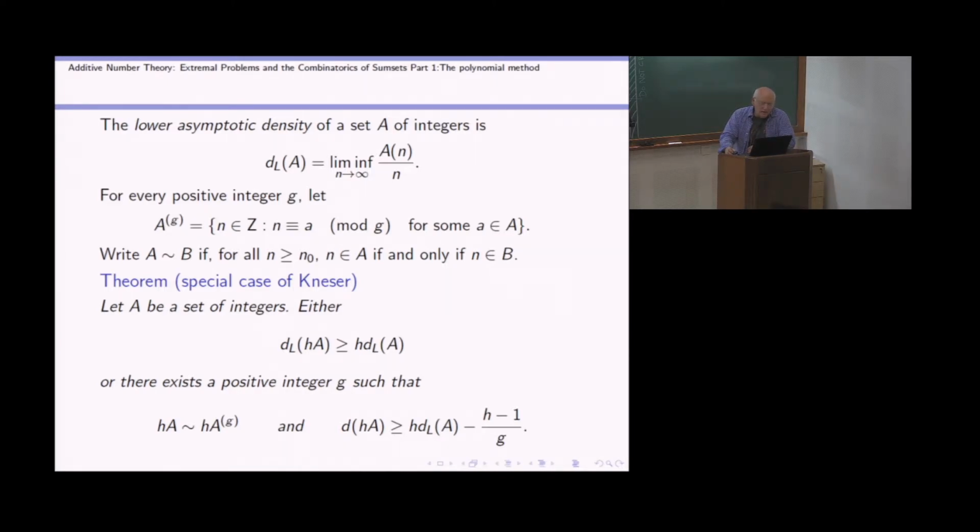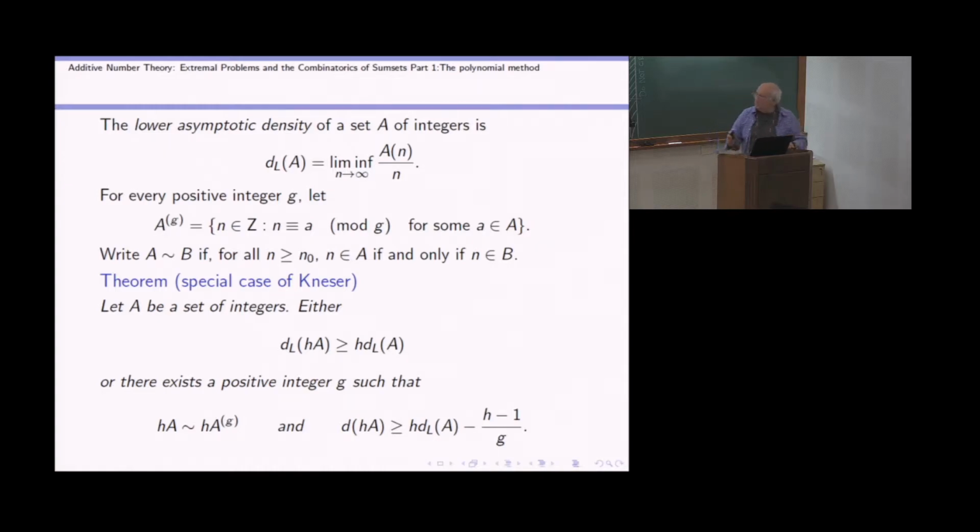But Kneser's theorem on asymptotic density says that either the right inequality holds, the one that you really hope would be the case, which is that if you take a set A and add it to itself h times, the density of the sumset is at least h times the density of the set. But of course, sometimes that doesn't happen. If you take the even integers, it has density 1/2. If you add the even integers to the even integers, you get the even integers, which has density 1/2. But 2 times a half is 1. And so it's not true that a half is greater than or equal to 1. So the inequality you hope would happen doesn't always happen.